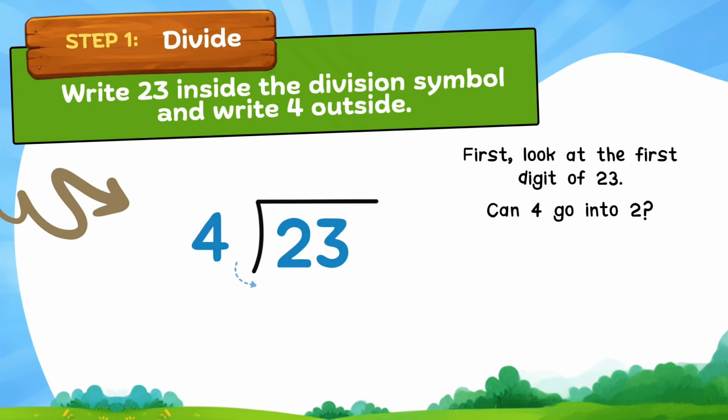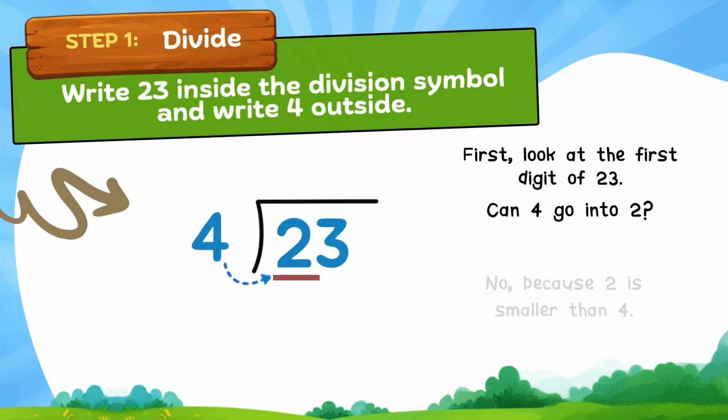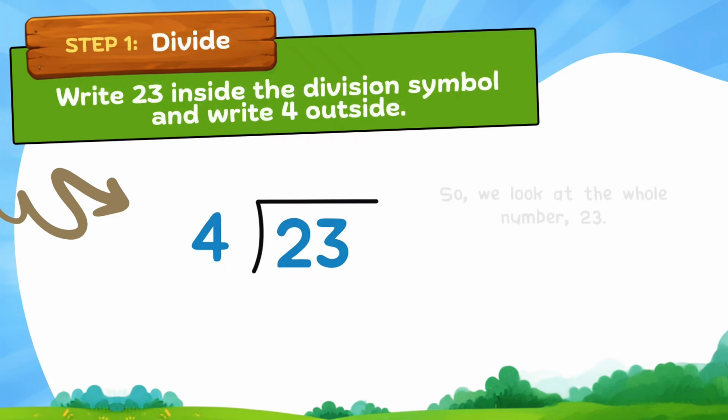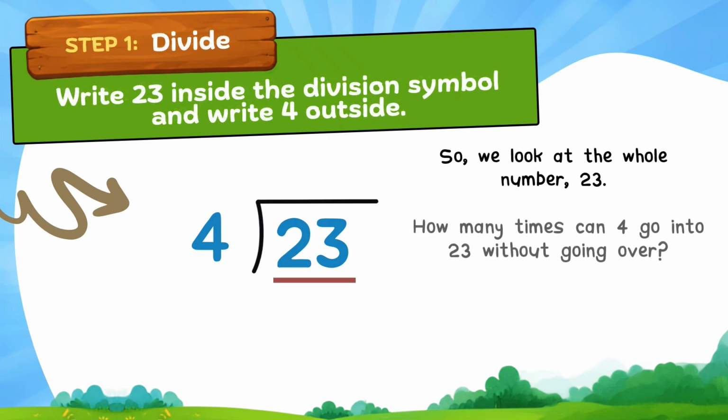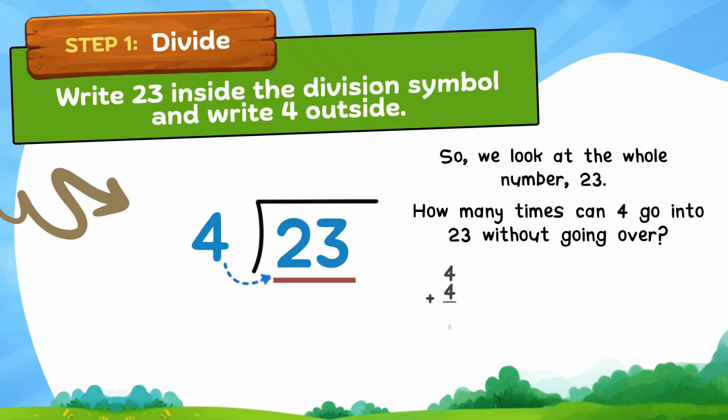First, look at the first digit of 23. Can 4 go into 2? No, because 2 is smaller than 4, so we look at the whole number, 23. How many times can 4 go into 23 without going over? We can use repeated addition or skip counting or multiplication to get the answer.